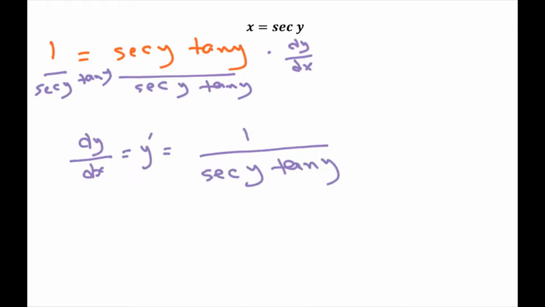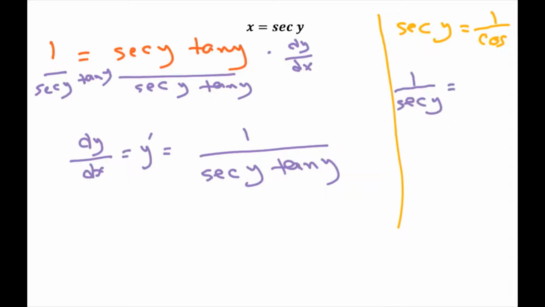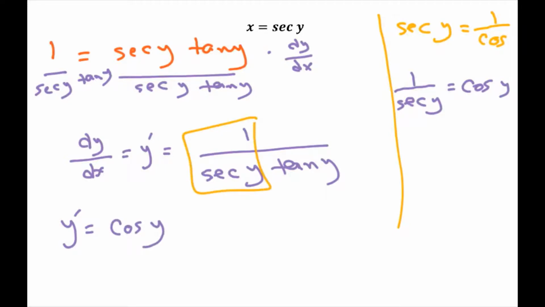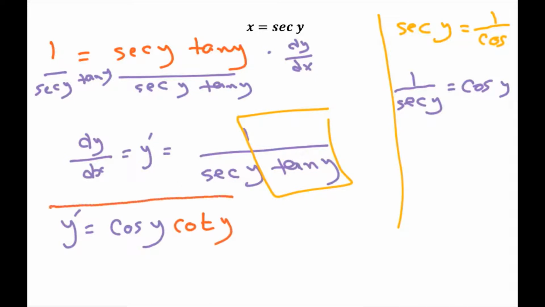Now, what do we know about 1 over secant? Well, we know secant is 1 over cosine. What about now if I want the reciprocal, which is 1 over secant? It's going to be the reciprocal of 1 over cosine, which is just cosine. So now I know that y prime will be equal to cosine y. That's this part. Now about this one here, 1 over tangent. Well, we know that 1 over tangent is the cotangent y. Here we go.